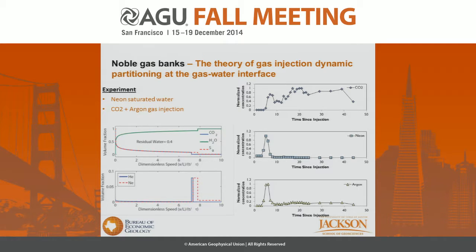And what you see at this interface right here is that the neon preferentially exsolves from the water because it's highly insoluble, goes into the gas phase. The CO2 dissolves into the water because it's highly soluble, and the argon bank actually starts developing because it's filling the void that the CO2 is leaving because the solubility is so high for CO2. And so again, just like with the isotope effects, you get this very complex change in chemistry at the gas-brine interface.